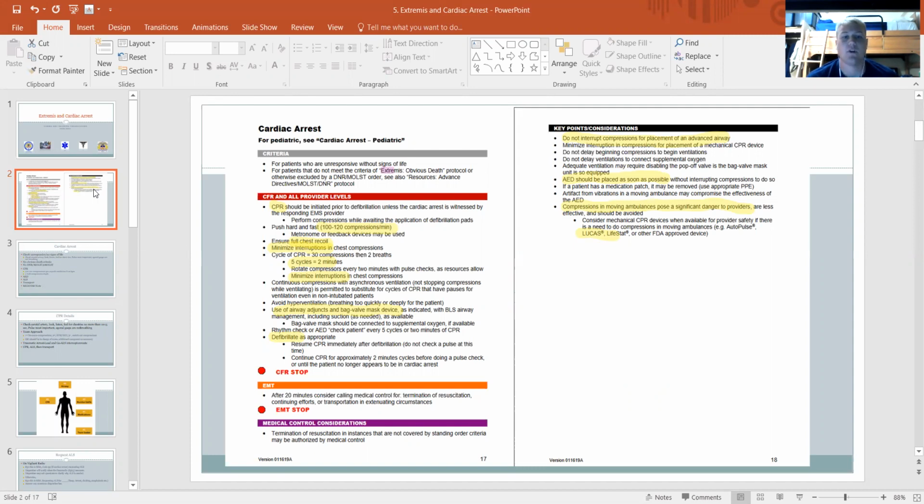So for our patients who are unresponsive without signs of life and meet the other criteria for cardiac arrest, first things first, BSI scene safety, and then we're going to go right into check responsiveness, pulse, and breathing. Check responsiveness would be shout, tap, shout, and then pulse, you're going to check the carotid artery, and then for breathing you're going to look, listen, and feel for breathing. Note that agonal gasps are not effective breaths. Basically, they're just a reflexive gasp that doesn't actually result in any real oxygenation of the blood or tissue.